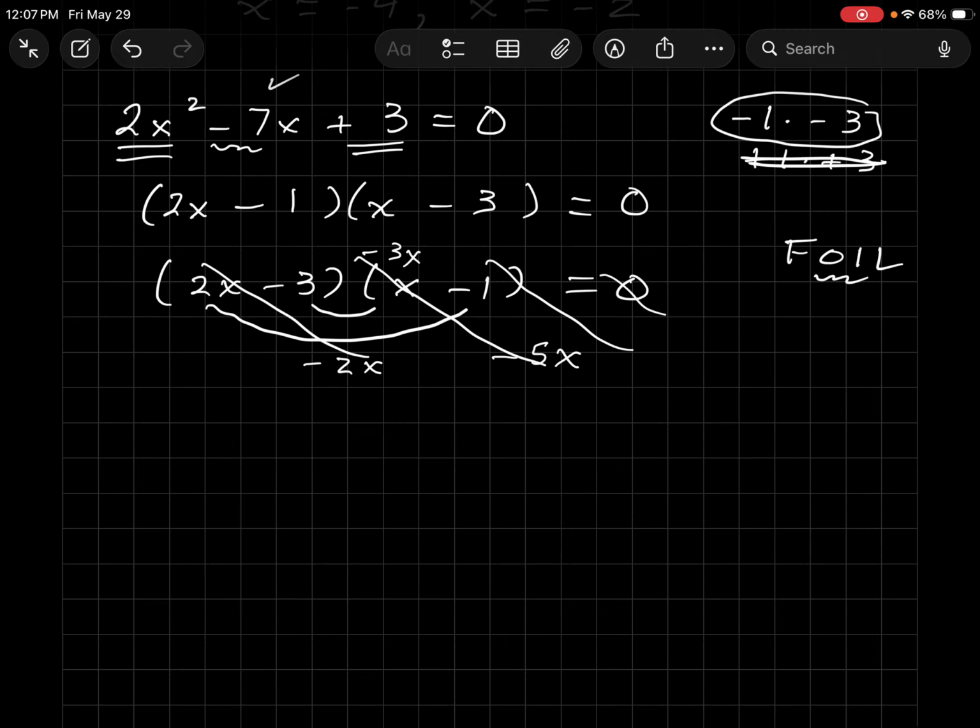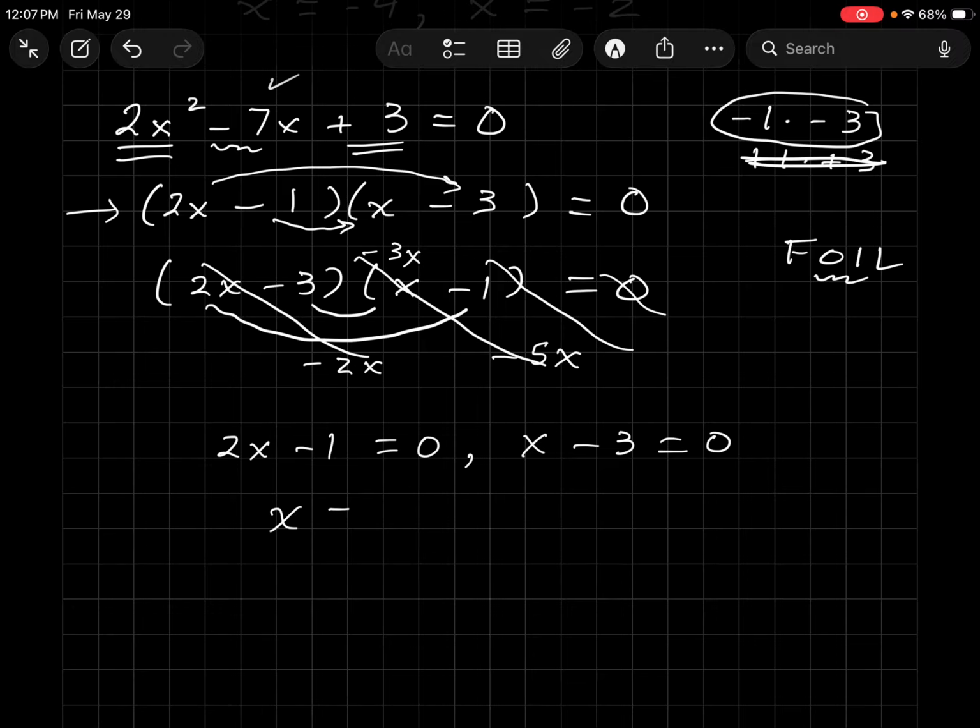But if I do the outer and the inner on this one, notice that we get negative 6x minus 1x gives us negative 7x. So that is the correct factorization, giving us 2x minus 1 equals 0, or x minus 3 equals 0. Lots of x minus 3's in this video. Giving us x equals 1/2, or x equals 3.